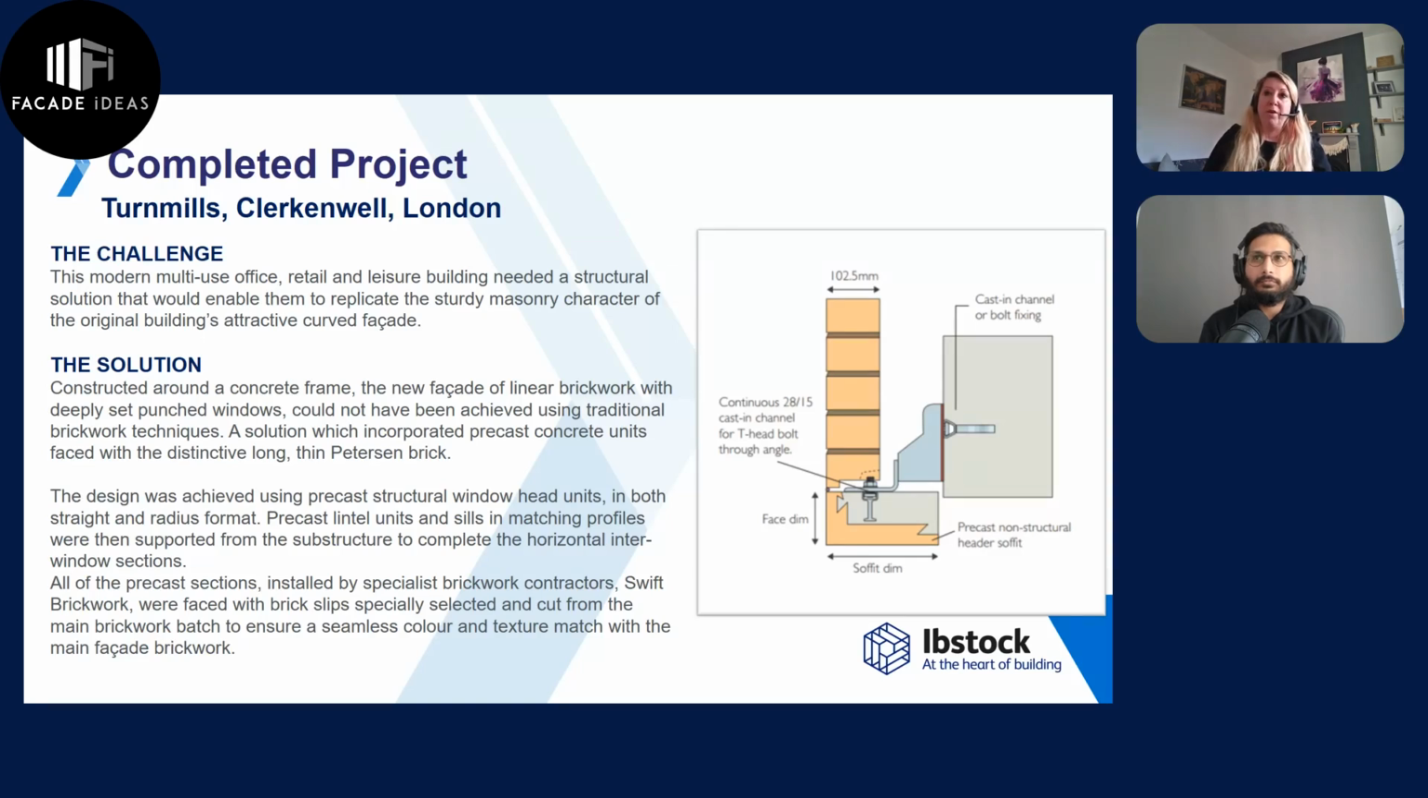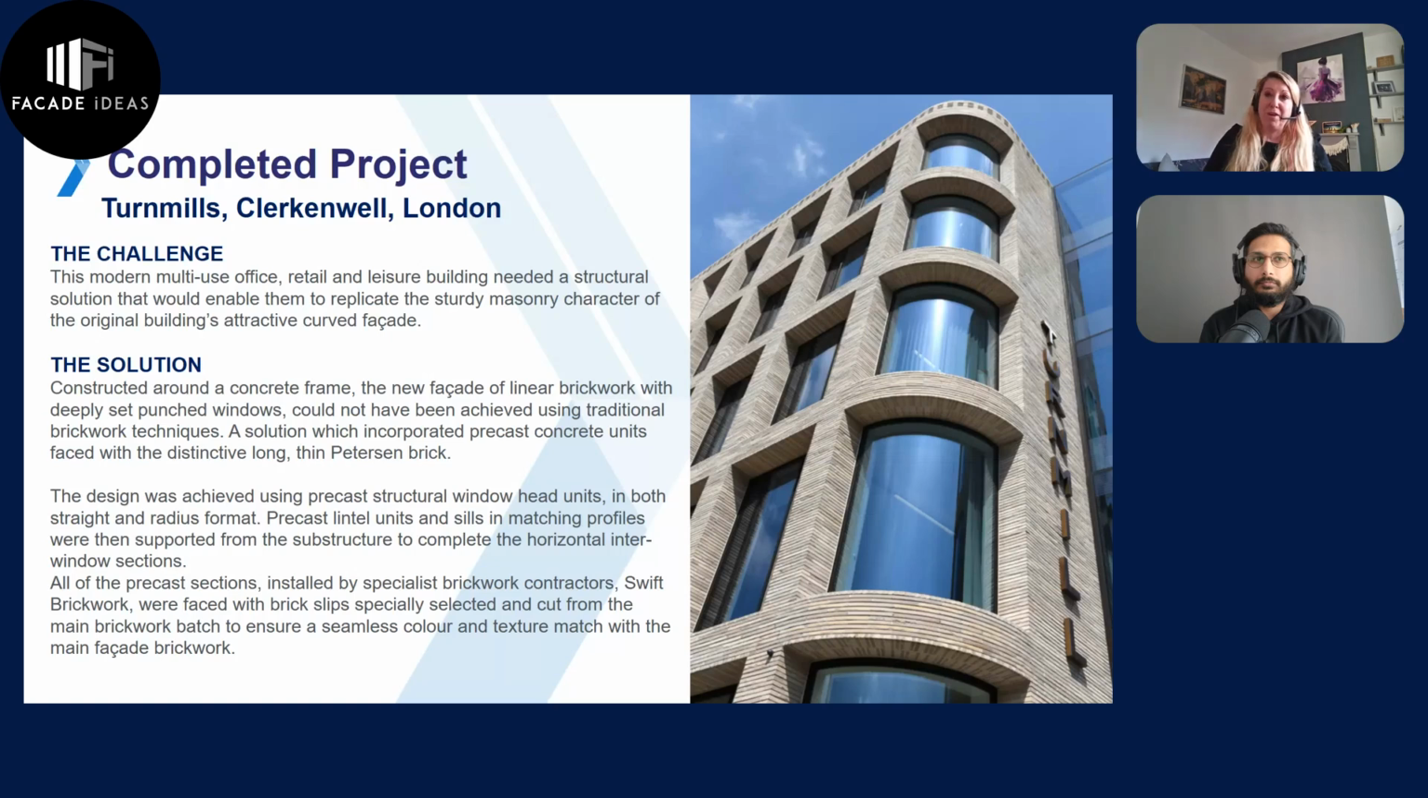We've got an example here where we've utilized the Nexus system, but because the soffits were curved, it was difficult to manufacture that in steel. So we used a precast solution and then fixed those back to masonry support. We created these really beautiful curved soffits with lovely long linear bricks, and that was continued up throughout the building. So we can offer different solutions. If you've got a project or a design and you think that isn't quite capable of that, there's usually a solution that we can come up with.